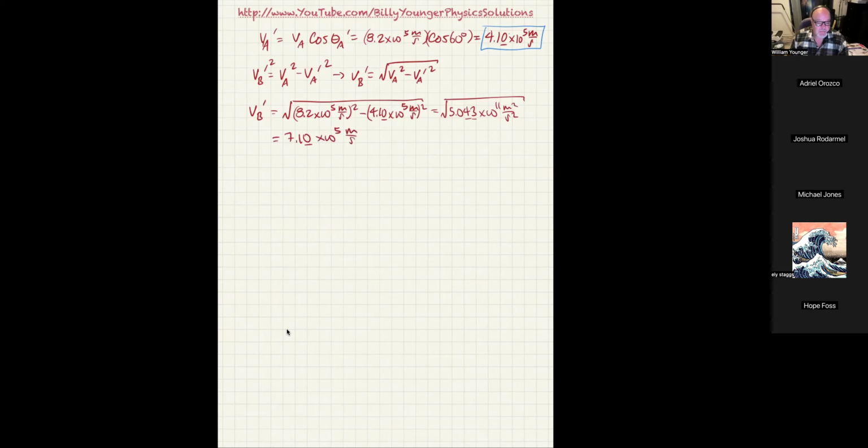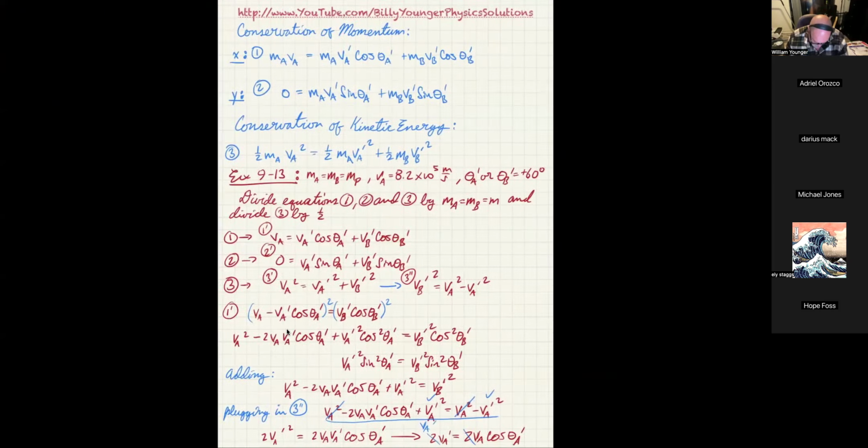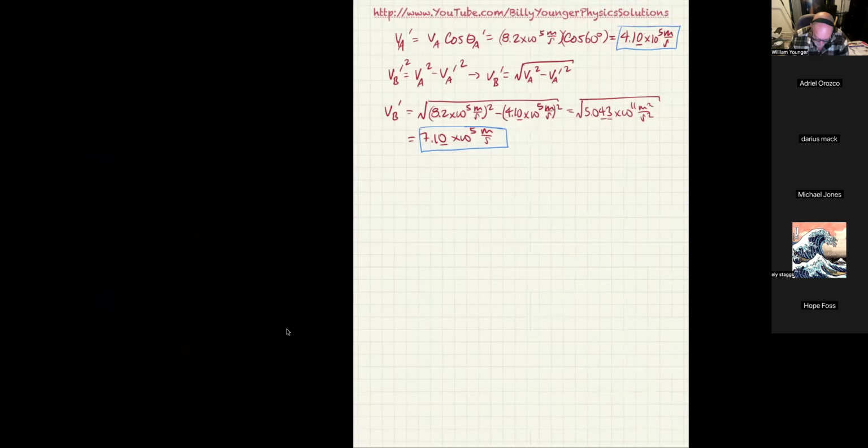Meters per second. So that's another answer. But now we need theta B prime as well. And what we can do for that one is we can take any of the equations really, but probably equation, what did I call it before? Equation 2 prime would be the best.